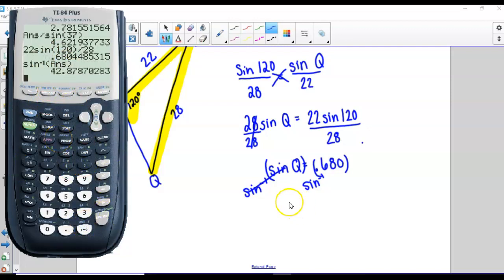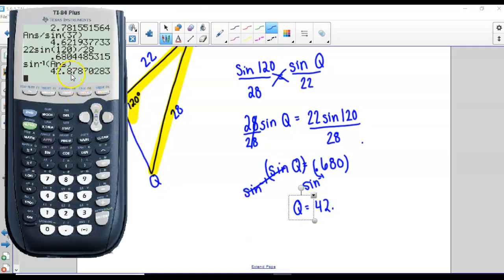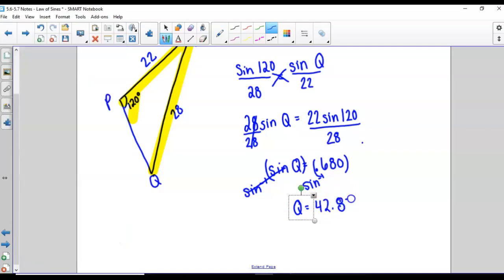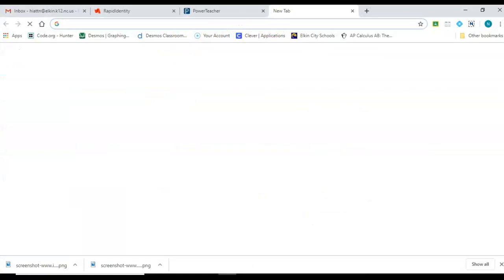And so I've got that Q equals 42.879 degrees. Okay, so right here we're going to have to check for the ambiguous case. So if you think of your unit circle, let me just pull up the unit circle again. I should have kept it up.